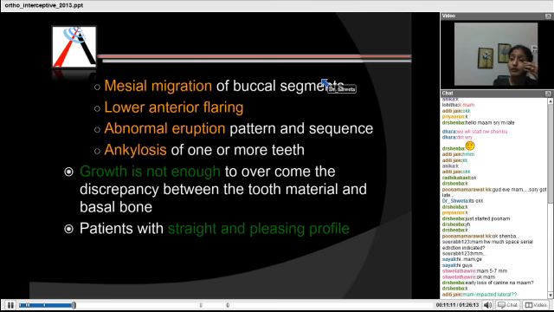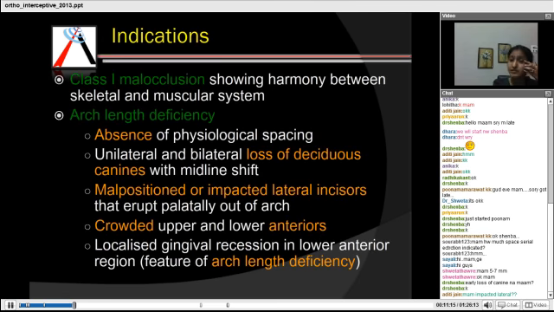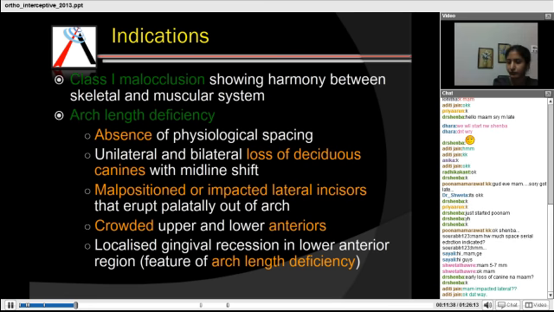See Aditi, when your permanent laterals are impacted, that means there is no space for the laterals to come. The space is so less in the anterior arch area that even after the primary lateral incisors have fallen off, there is no place for the permanent lateral incisor to come. So it has got impacted. Okay, clear? Yeah.